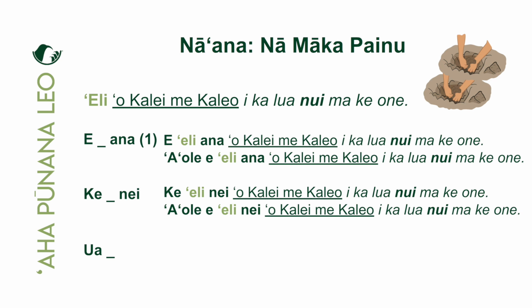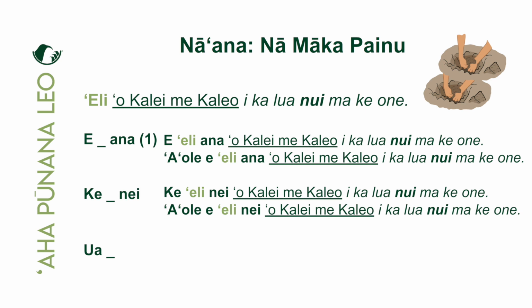I ka lua nui ma ke one. Maika'i. And then we negate that by just adding 'a'ole. Everything else stays the same. 'A'ole e eli nei 'o Kalei me Kaleo i ka lua nui ma ke one. Kalei and Kaleo are not digging a big hole or a big pit in the sand as we speak. It's not happening at this present moment right now.